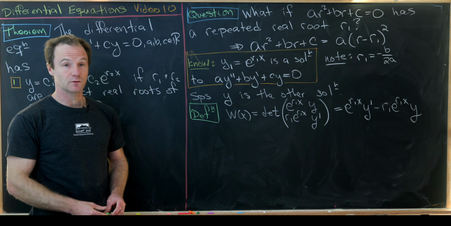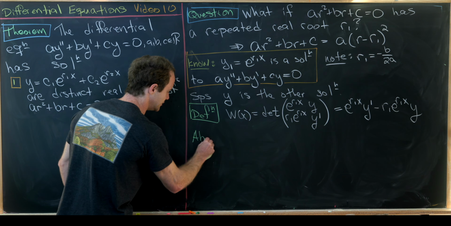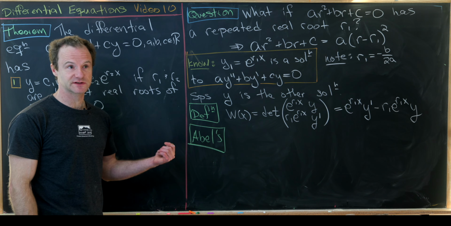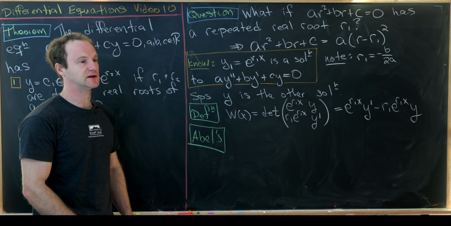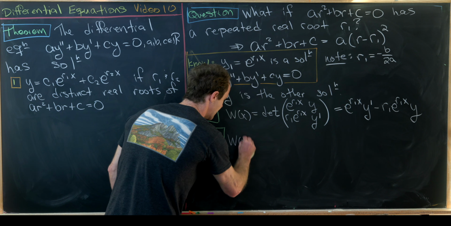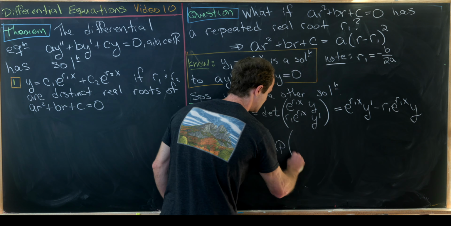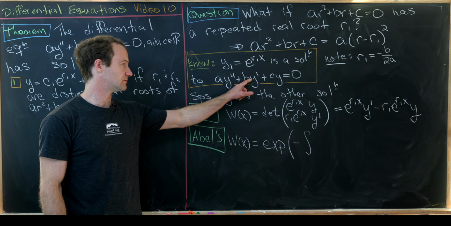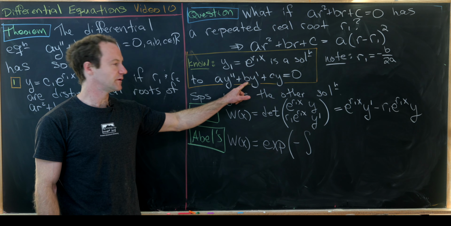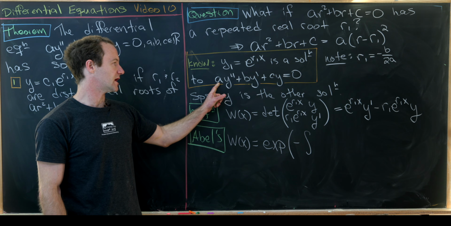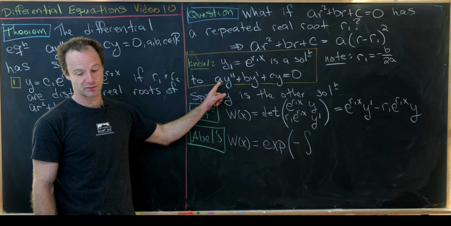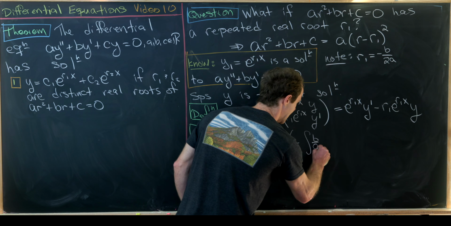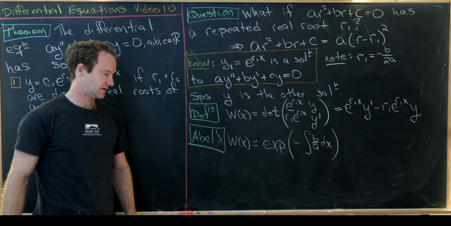Okay. Then we can also calculate the Wronskian using Abel's formula. We proved Abel's theorem for calculating the Wronskian in the previous video, and that is W of x is equal to the exponential of negative the antiderivative of the function multiplying y prime. But it's only the function multiplying y prime when we scale this so the coefficient of y double prime is 1. In this case it's quite easy, that's just going to be b over a. So it's that antiderivative right there.